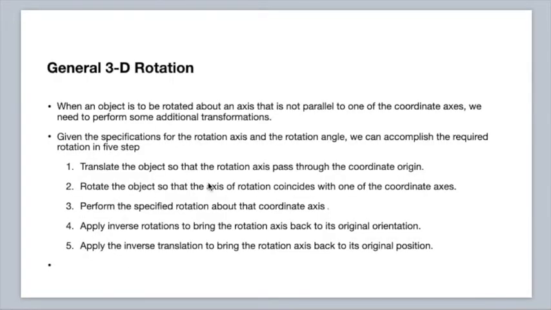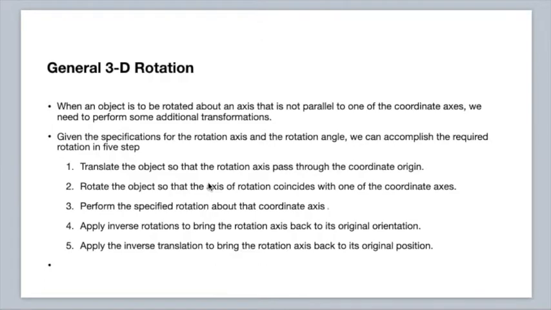That was the first case. Then the second case is when an object is to be rotated about an axis that is not parallel to one of the coordinate axes. We need to perform some more additional transformations for such cases.